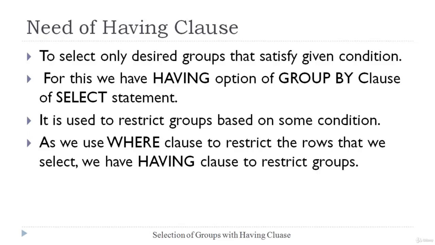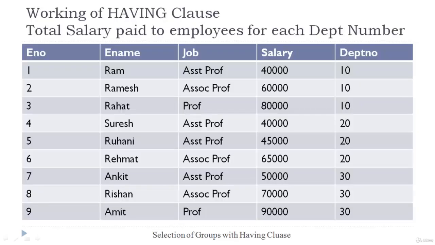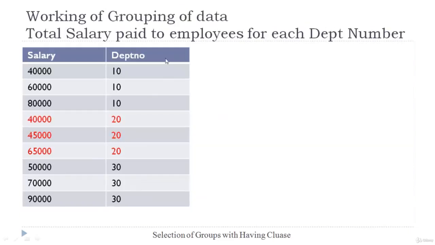Let's understand this operation with the help of employee database. Here we have to find total salary paid to employees for each department. As we know, in this operation, salary and department number column will play important role. Let's simplify this data by selecting only these two columns. So first step will be to make a grouping on department number column.